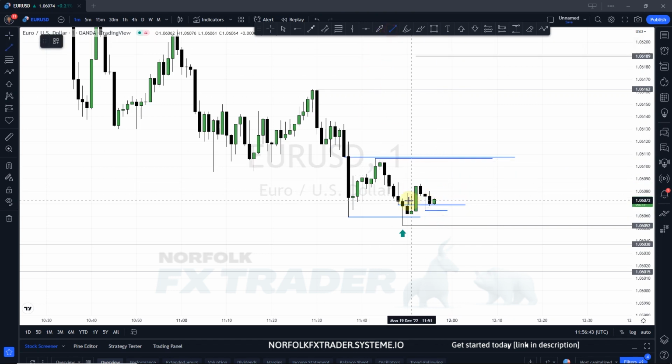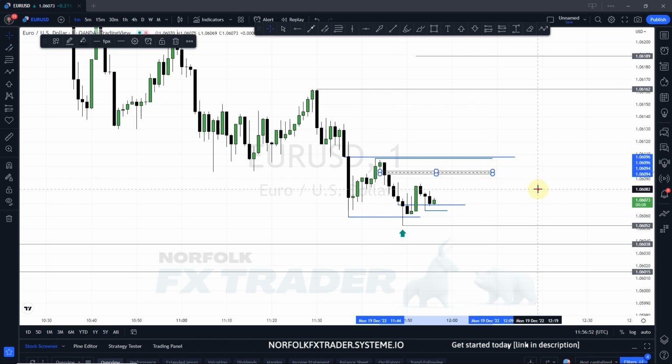And we do have some areas here left over on this move down. So we have an area here of imbalance, just here in the market.